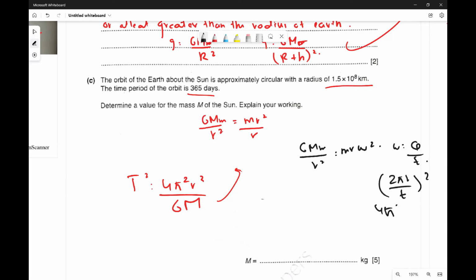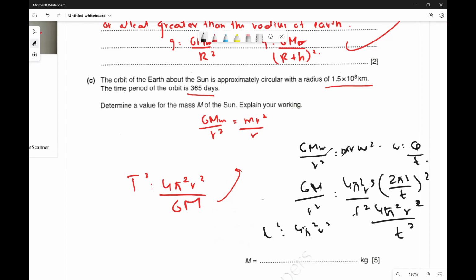तो 4 pi कट गया. GM over r square is equal to 4 pi square r cube. r ऊपर चला गया and left with T square. So T square is 4 pi square r cube over GM. Go with this formula. It's easier. Just keep the mass, डायरेक्ट आ जाएगा उसमें से. Okay. So the reason why I'm explaining this again is that it's a 5-mark question, so you'll have to show some working.